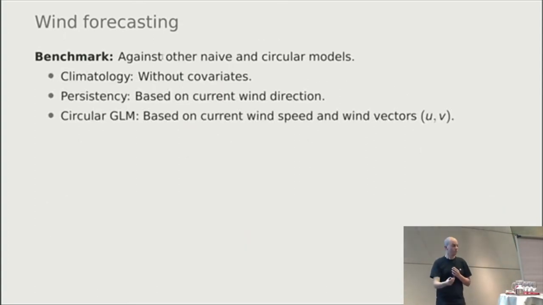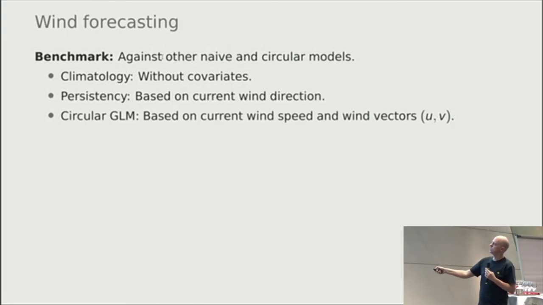Okay, and then again, this was just one example. Let's look at a benchmark. We benchmarked against climatology. That means we just look at what we had over the last 20 years or so on a given day at a certain time. What's the typical wind direction you have at Innsbruck Airport? Then we use persistency, which means in the next hour nothing changes. I expect it should be like it is now.